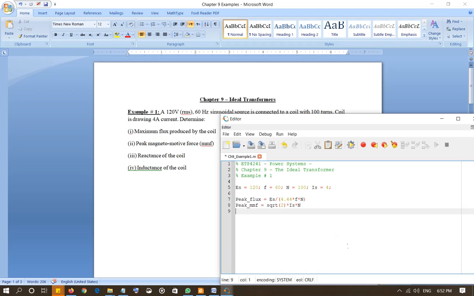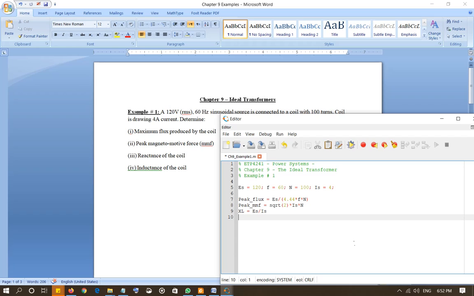Reactance of the coil can simply be figured out using Ohm's law. So XL is ES over IS. And finally, inductance of the coil: reactance is equal to omega L or 2 pi F L. So L is equal to reactance divided by 2 times pi times F.